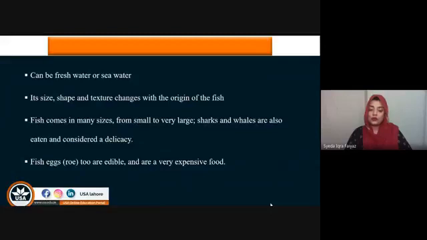Then fish eggs or roe are also edible and are also very expensive food. Caviar, which is also known as fish eggs, is very expensive and very popular among people, and is also eaten on a daily basis.